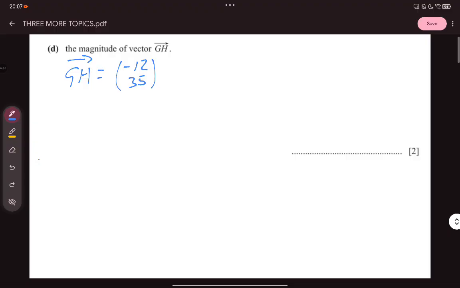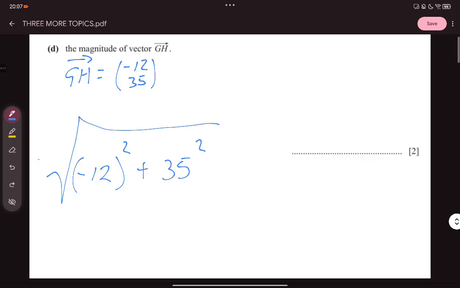So the magnitude of the vector GH. Well, GH was -12, 35. To work out the magnitude, first number squared, be careful because that's a negative, plus second number squared. I'm putting the negative squared in the brackets. That's what you'll need to do on your calculator. Square rooted, that's how to work out the magnitude of a vector.